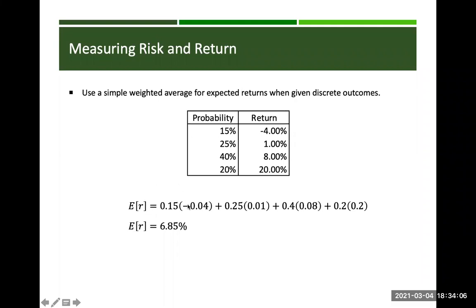So first of all, just doing expected returns. What's the expected return when we have these four states of the world? 15% probability, we have a return of -4%, 25% probability, we have a return of 1%, 40%, 8% return, a probability of 0.2 or 20%, we have a 20% return. What's the expected return? You just take simply the weights, you multiply across the rows, and then add them up. So 0.15 times -0.04. You work through this, you get the expected return. It's a very straightforward exercise.